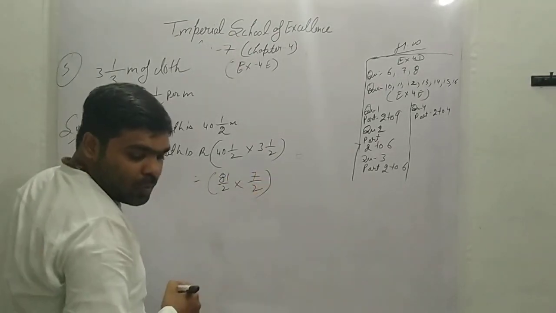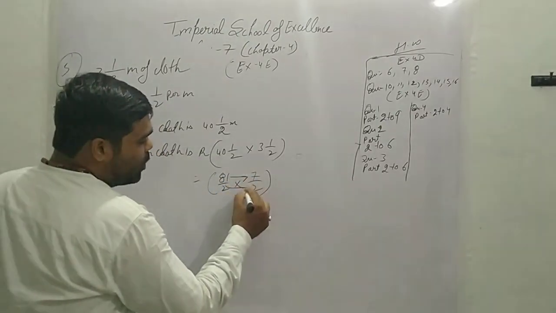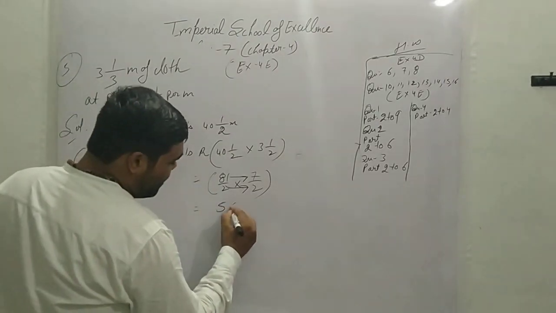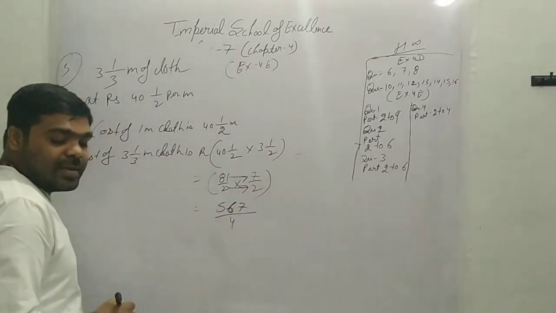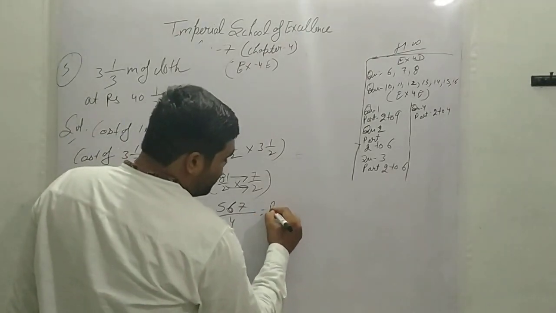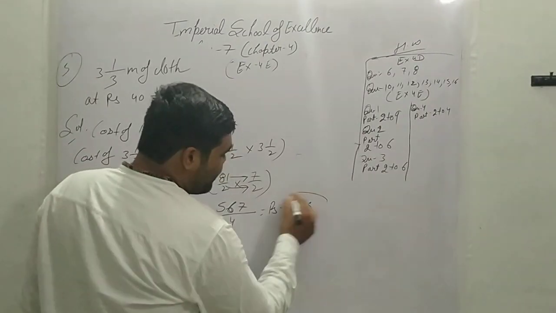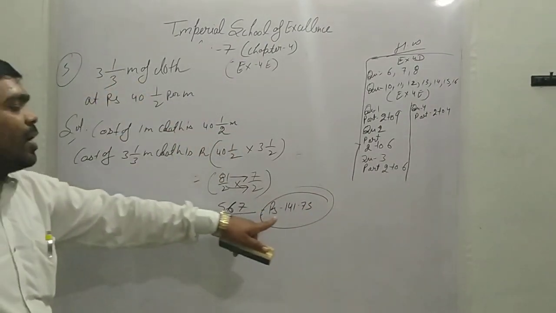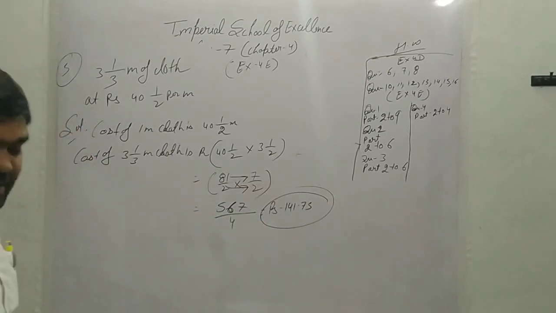Now what you have to do? Multiply 81 into 10 and 2 multiplied by 3. When you multiply 81 by 10, you get 810 upon 6. When you divide this, you get rupees 141.75. So the cost of 3 1/3 meter cloth will come out to be 141.75.